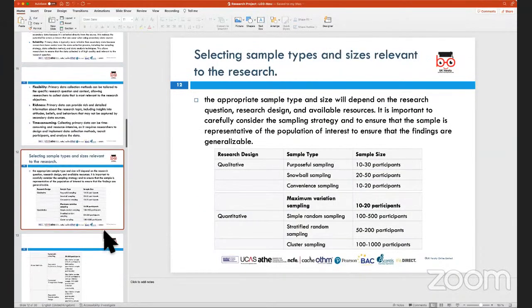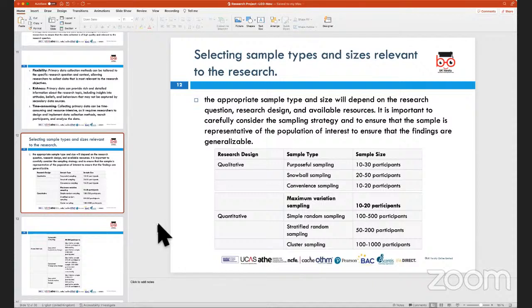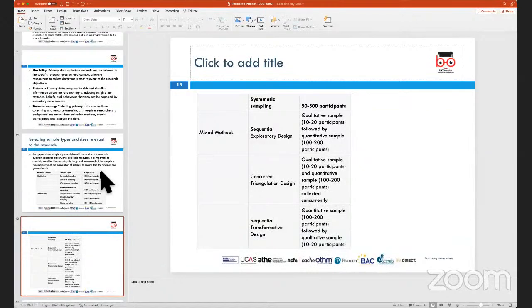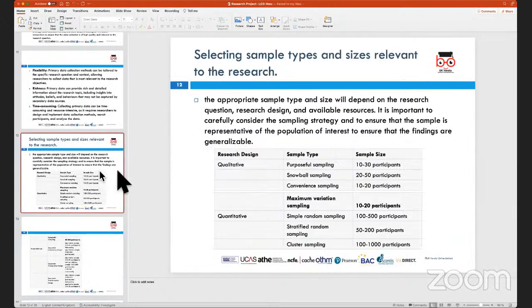Now, let me give you some suggestions of typical sample sizes, depending on your research methodology and research design, whether you take up qualitative research, quantitative research, or mixed methods. What I've done here is give some suggested ideas of what the sample size could be, in order to draw meaningful conclusions from your research project.